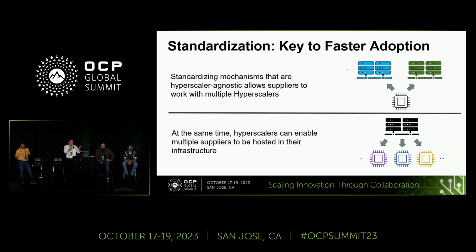And we're at OCP. This is sort of preaching to the choir, but if we can standardize some of the non-differentiating elements of this, from a vendor perspective, they can build a chip or build a product and supply to different hyperscalers because we have harmonized the requirements. And similarly, hyperscalers can ingest and integrate products from different suppliers.